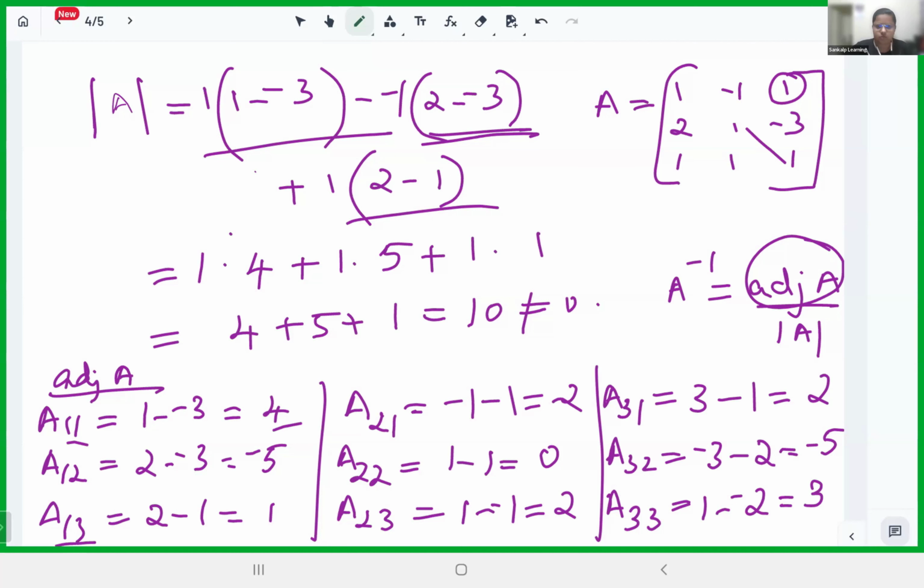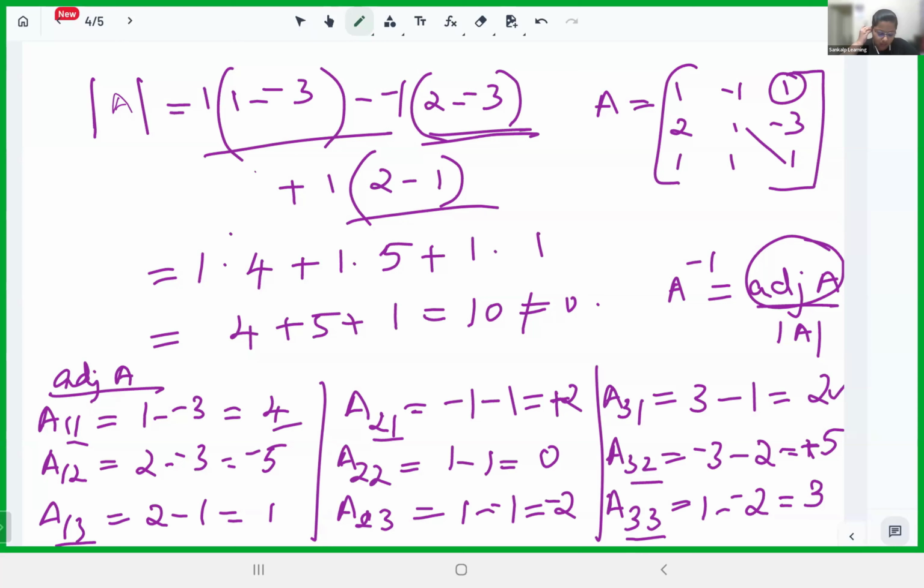Here also 1 plus 3 is 4, so no need to change. 2 plus 1 is 3, which is an odd number. So this is minus 2, so this will become plus 2. Now 2 plus 2 is 4, no need to change. 2 plus 3 is 5, so this one will become minus 2. And A31, 3 plus 1 is 4, so no need to change this one. 3 plus 2 is 5, so this will become plus 5. And 3 plus 3 is 6, so this is 3 itself. So now we have got all the cofactors of the matrix A.